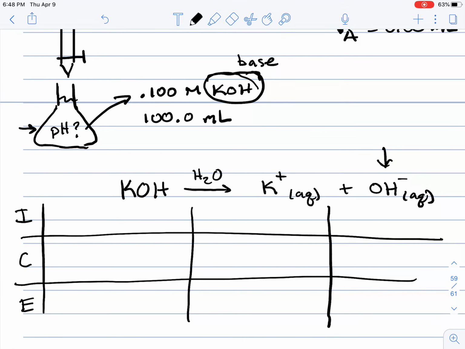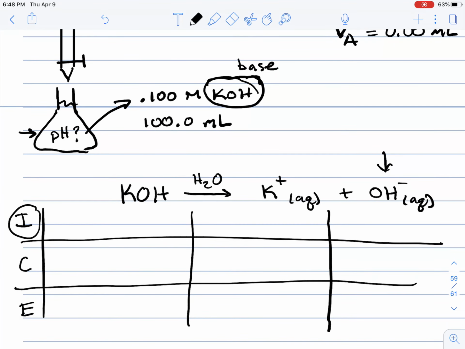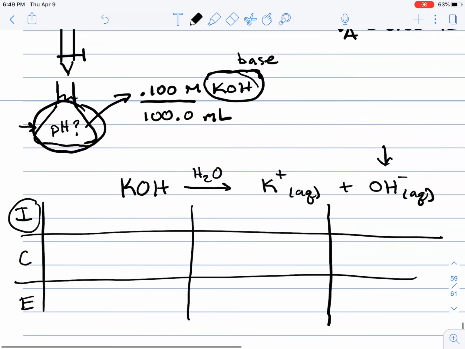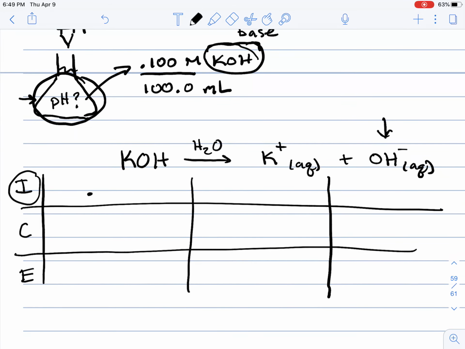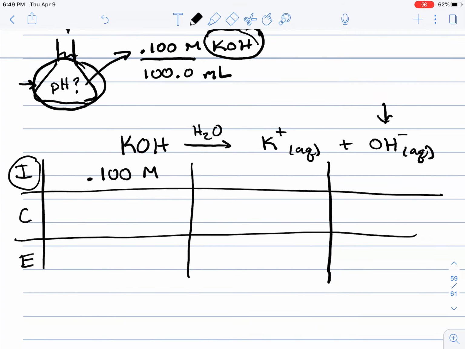And so since there is no acid-base reaction occurring, I can just go ahead and keep everything in terms of concentration, right? I'm not really adding anything into this Erlenmeyer flask. I'm just simply asking, if I have this amount in this Erlenmeyer flask, what would my pH be? Okay. And so my initial concentration is going to be 0.100 molar. And my change is going to be minus 0.100 molar.